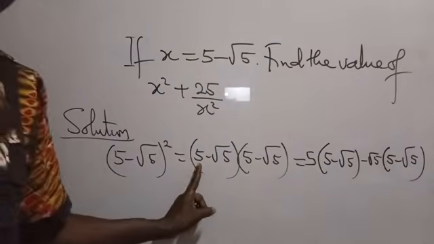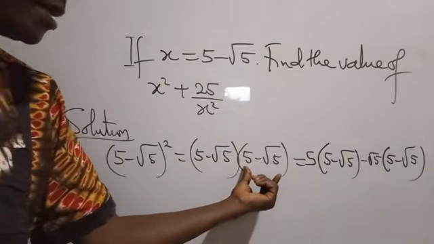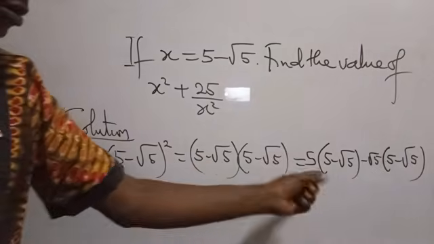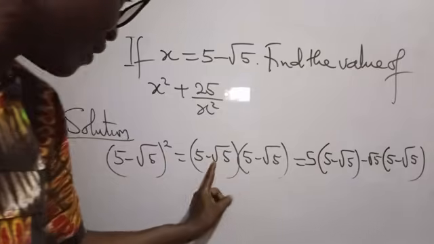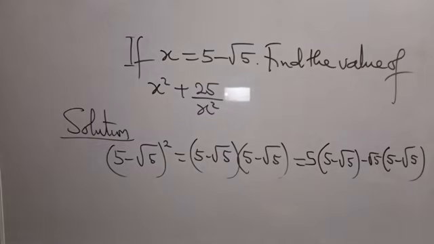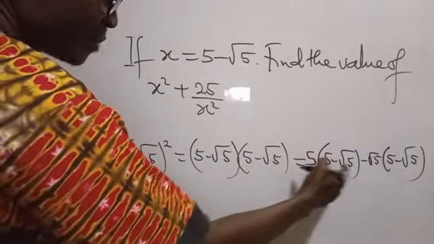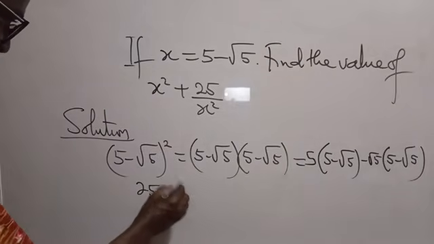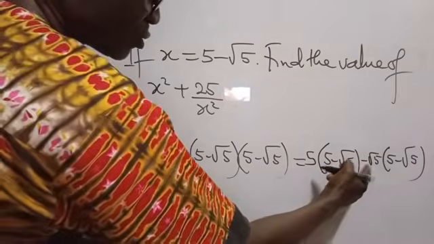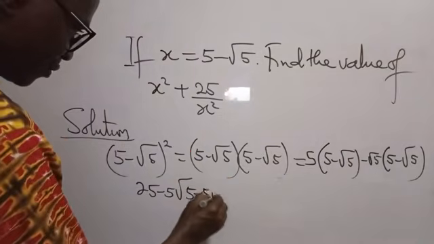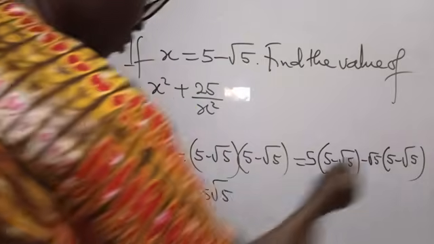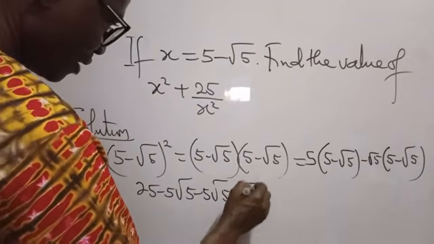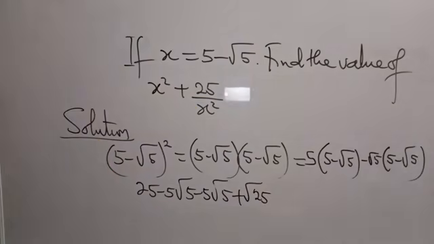You bring out the first element here and multiply by the one in the bracket. Then the minus root 5 that you have left is multiplied by 5 minus root 5 again. So 5 times 5 is 25. 5 times minus root 5 is minus 5 root 5. Then minus root 5 times 5 again is minus 5 root 5. Then minus root 5 times minus root 5 is plus root 25, which is plus 5.